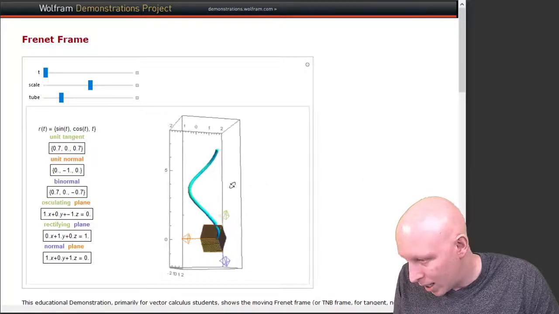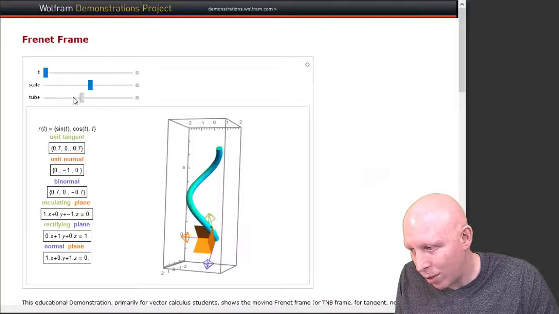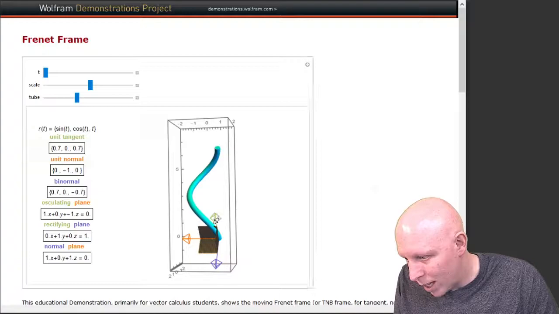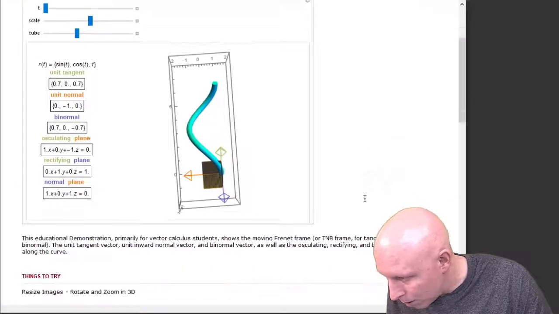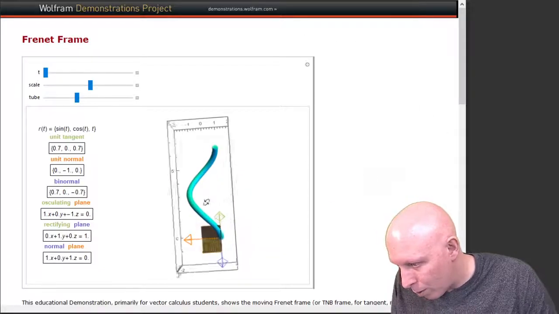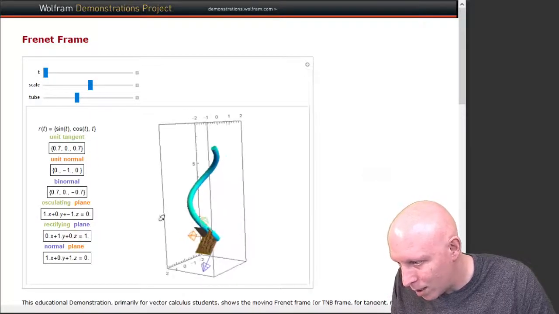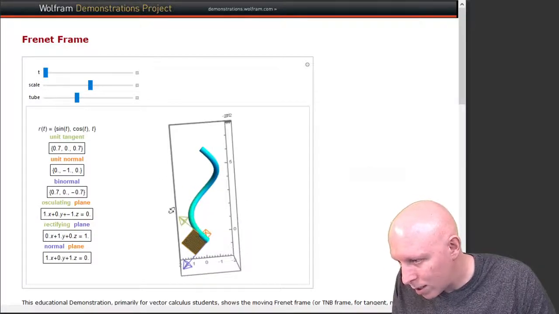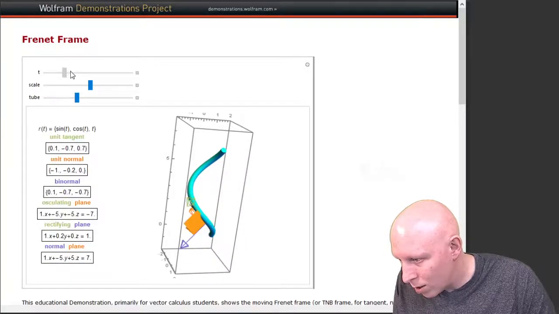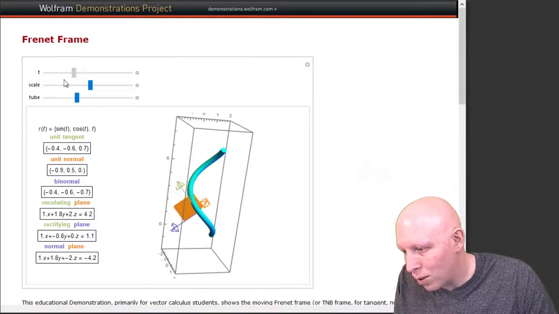Here's an example of a curve, right? This is our helix that we're used to drawing, and what has been created here, by Nick Bykoff, is a visualization of what's happening. Here you can see the green vector is the tangent vector. As we go along the curve, this green vector shows the direction that our particle is moving at that time.